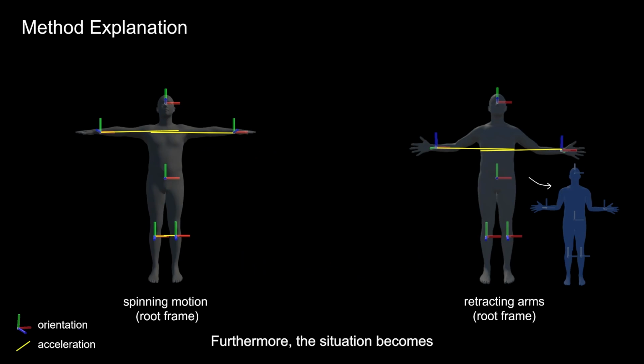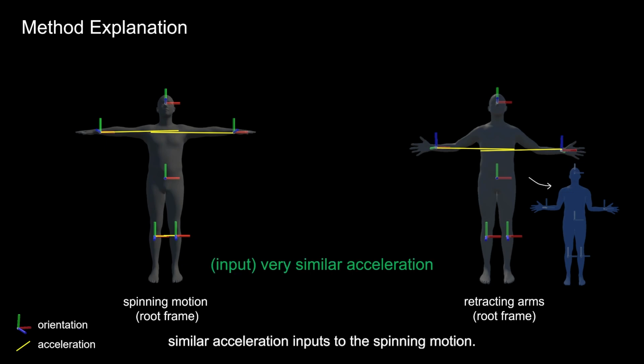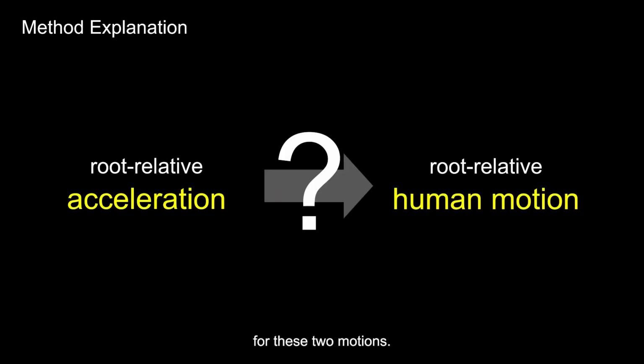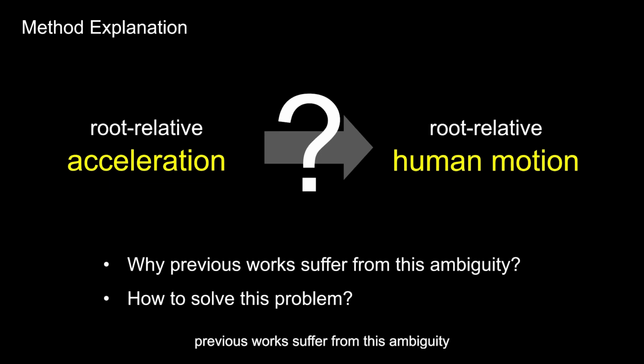Furthermore, the situation becomes even more challenging when considering a retracting arm motion, which can have similar acceleration inputs to the spinning motion. However, we need distinct outputs for these two motions. Consequently, the network will encounter difficulties in learning the relationship between acceleration and human motion. The major contribution of our work is identifying and addressing this problem. In this video, we are going to explain why previous works suffer from this ambiguity, and how we solve this problem.